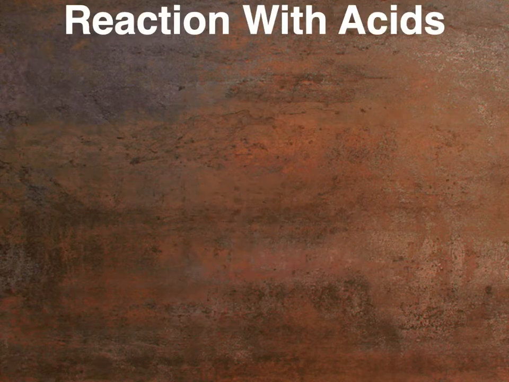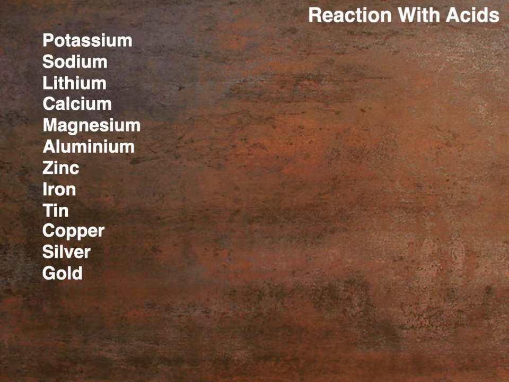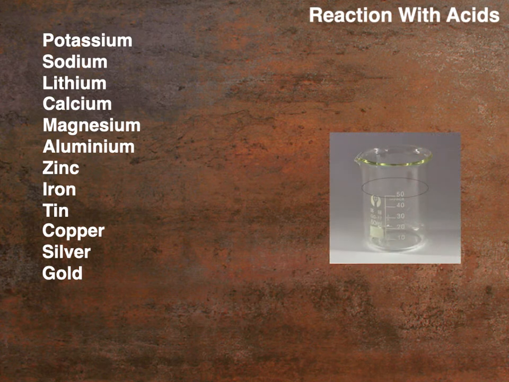Okay, let's move on to the reaction with acids. Okay, again, same sort of setup. You get a beaker of acid this time. Pop in a metal, and again, you get lots and lots of bubbles. And once again, these are bubbles of hydrogen gas. Eventually, the metal is used up, and the reaction's over.